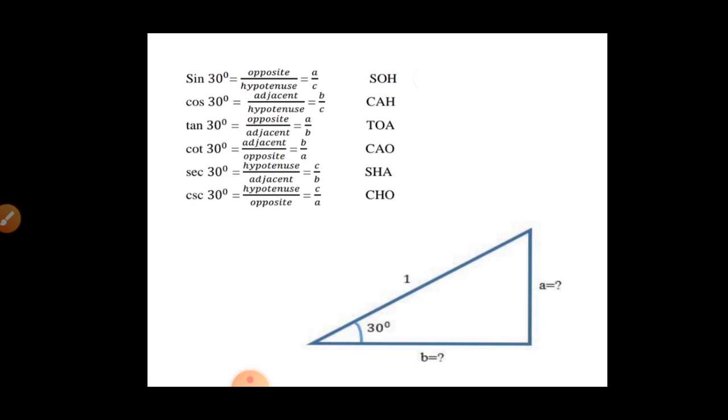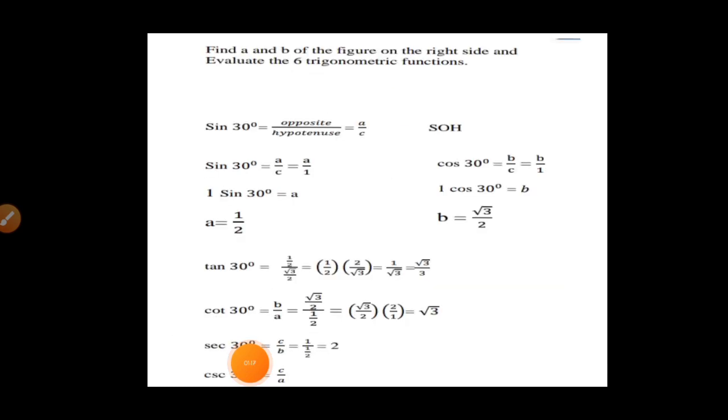So as you can see, there is a triangle there with 30 degrees, and the missing sides are A and B. Find the A and B of the figure on the right side and evaluate the 6 trigonometric functions. Sine 30 degrees is equal to opposite over hypotenuse is equal to A over C.